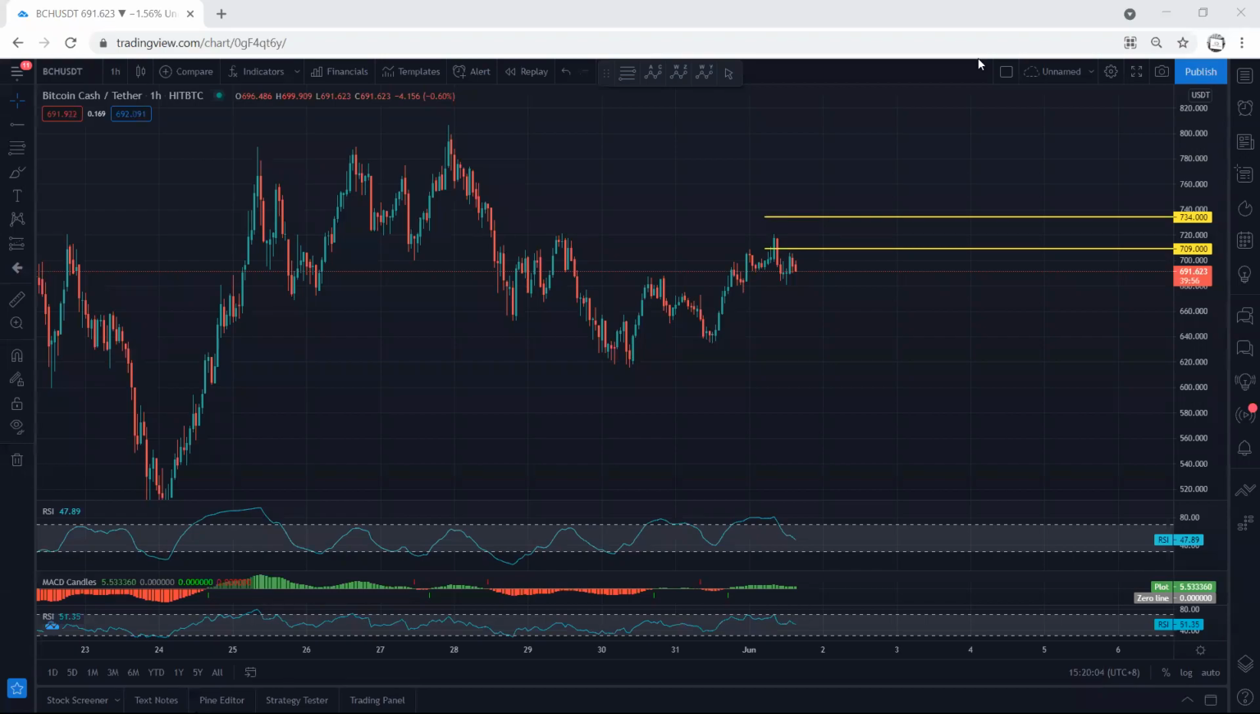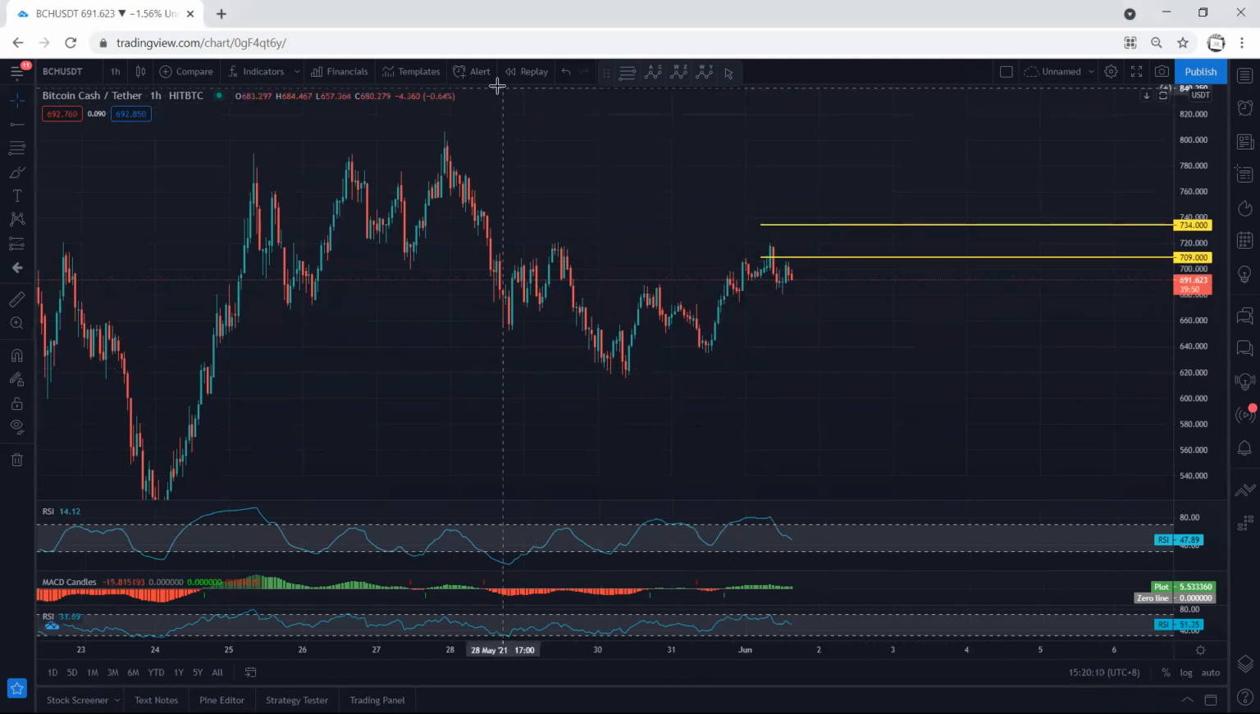BCH, we start with 1 hour chart. We want to see how we can look for trade. First of all, we have been looking for buy and the price tag the first target, which is 709, but it couldn't even break the first target, but it couldn't take the second one.